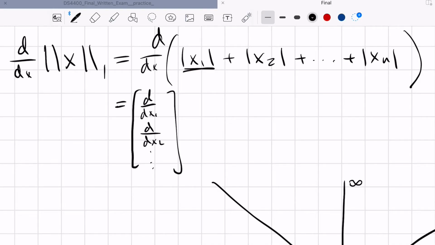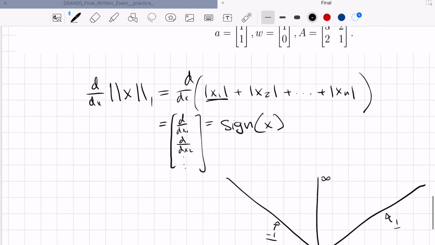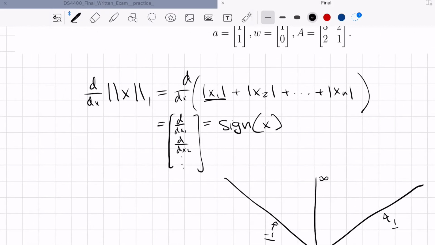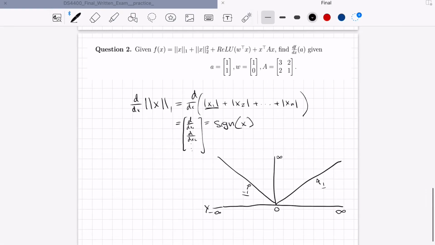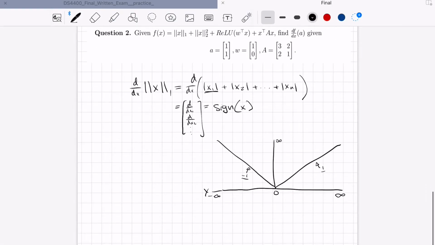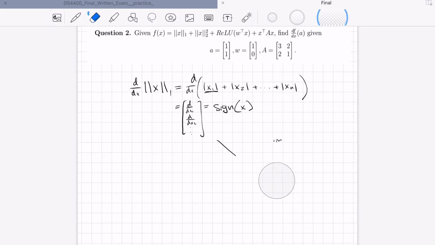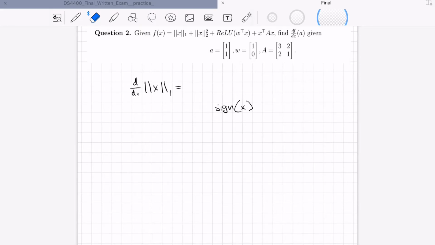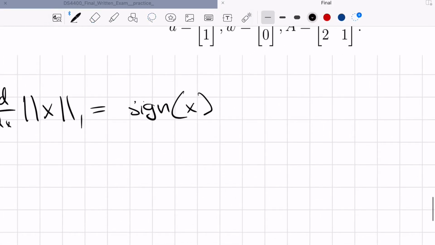I kind of said it out loud, but that basically means that the derivative of this is the sign of x. So it's negative 1 if x is negative, and positive 1 otherwise. So that's the first objective. I'm going to erase all this and simplify it. Here we go: sign of x.